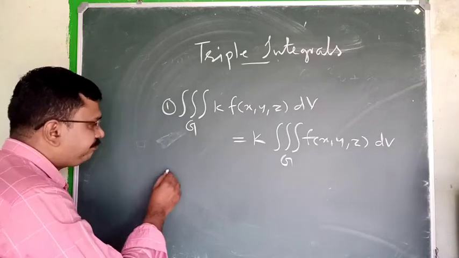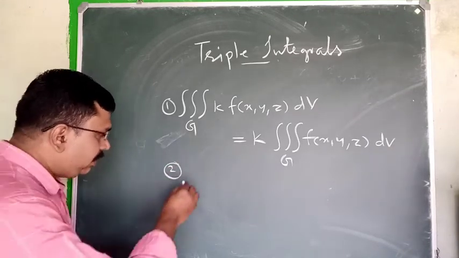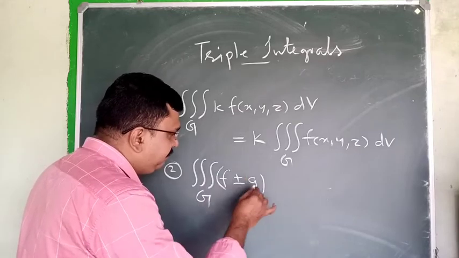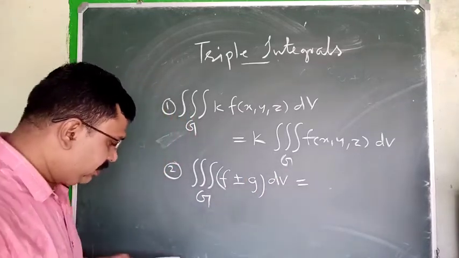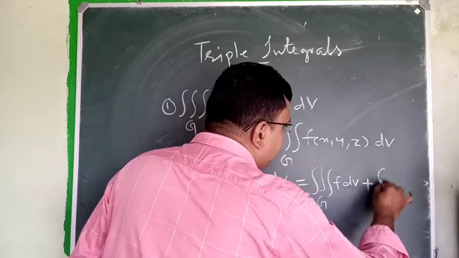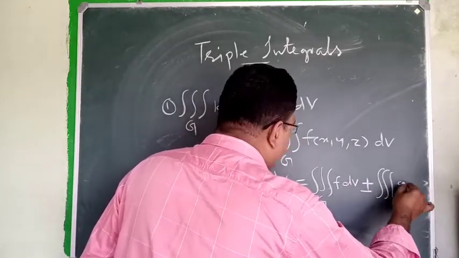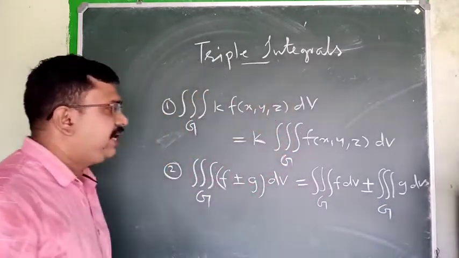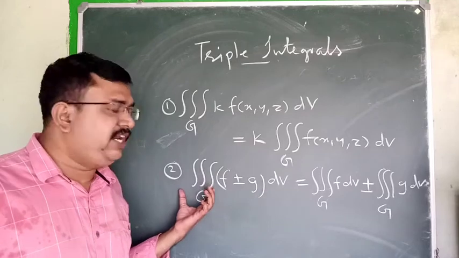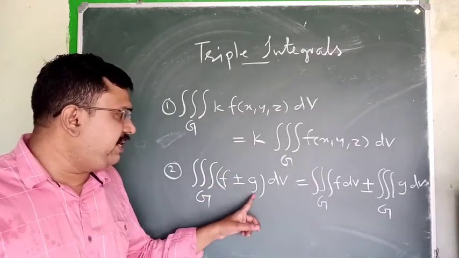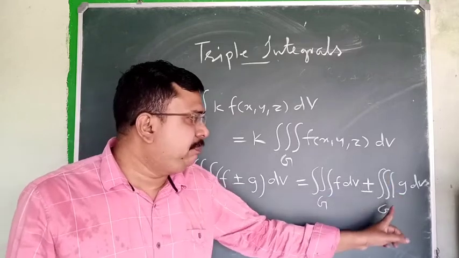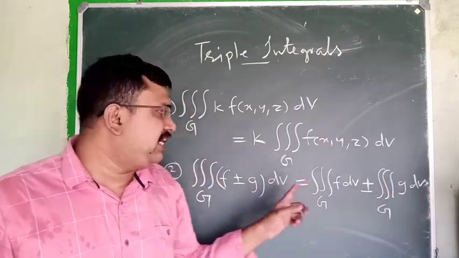The second property is the triple integral over G of f plus or minus g dV is equal to the triple integral over G of f dV plus or minus the triple integral over G of g dV. Here f plus g is the sum of two functions, and when we integrate, it is equal to the triple integral of f dV plus or minus the triple integral of g dV. That is our second property.